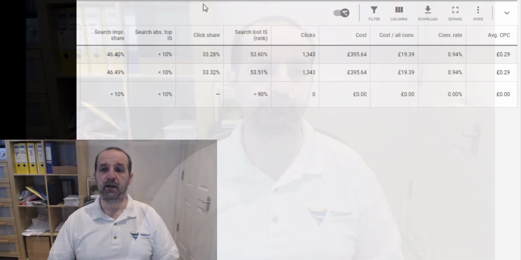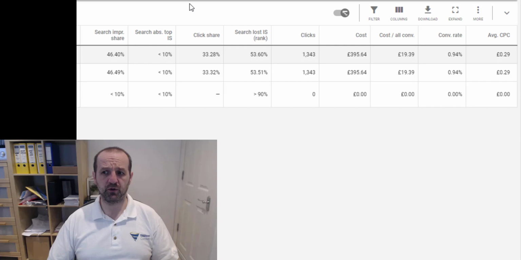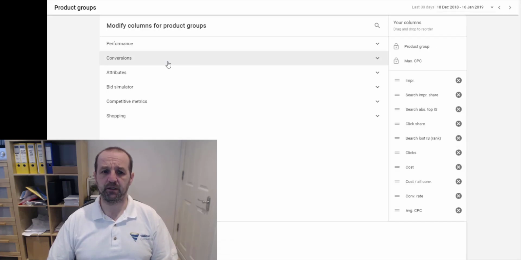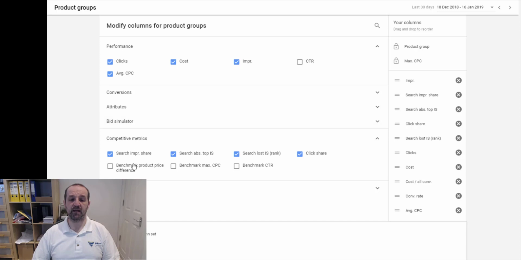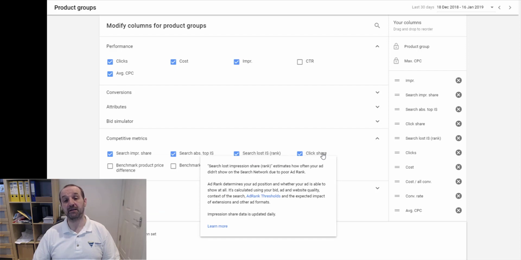So finally, as promised, let's take a quick look at the absolute top metrics and the top metrics for Google Shopping. How do we add these metrics to Google Shopping? Again, head to columns and you will find in competitive metrics, search impression share, search absolute top impression share, search lost impression share, and click share.